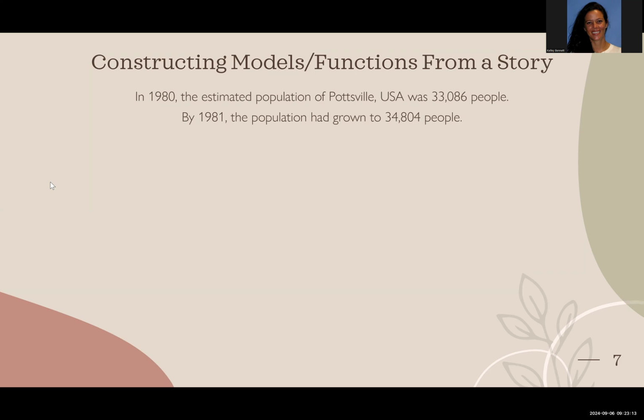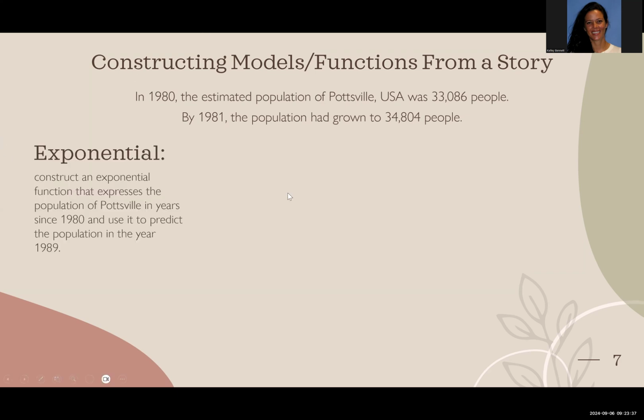In this example, we're going to take the same story of Pottsville and construct an exponential model for its population growth. So again, in 1980, the estimated population of Pottsville, USA was 33,086 people. By 1981, the population had grown to 34,804 people. Construct an exponential function that expresses the population of Pottsville in years since 1980 and use it to predict the population in the year 1989.